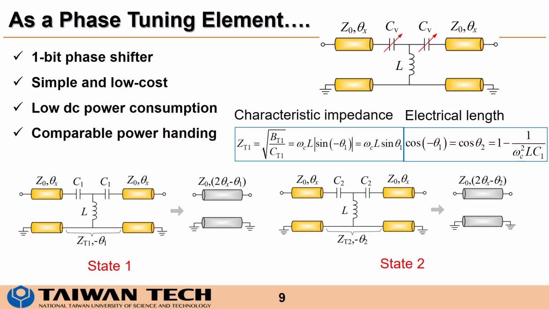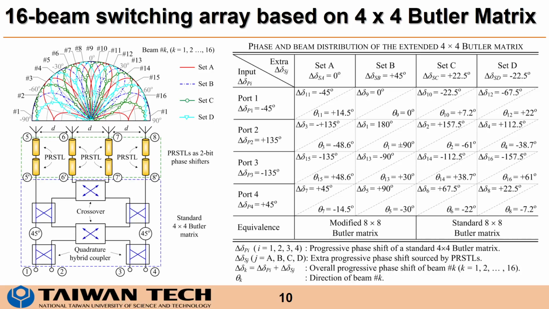And then it leads to a design of a 16-beam switching array based on a 4 times 4 Butler matrix and this fundamental element. As we know, the array antenna beam direction is generated by the phase difference between the output ports of the beamforming network. With a standard 4 times 4 Butler matrix, we only get 4 phase differences at the output port, and it results in only 4 beam patterns being achieved.